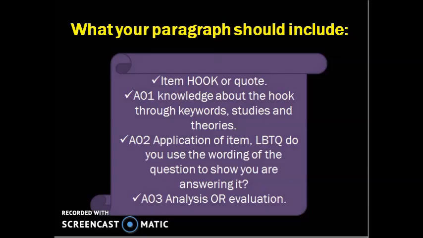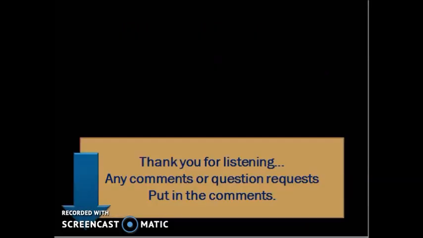So to summarise, what should an A-star 10 out of 10 answer look like? You've got your item hook, you've got the knowledge about the hook through keywords, studies and theories, you've got the application, the LBTQ: do you use the wording of the question to show that you are answering it? And ending with AO3 analysis or evaluation. There are no hard and fast rules about how to structure this paragraph, whether your item hook should come first, at the start, the middle or the end of the paragraph. As long as they are there and you have developed your knowledge from it, then it will be credited.